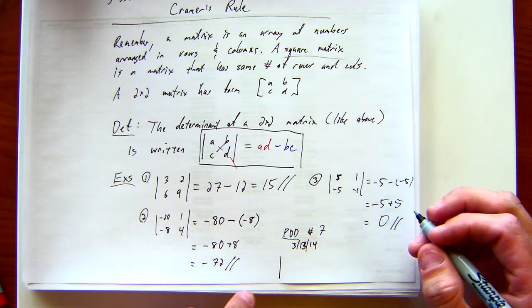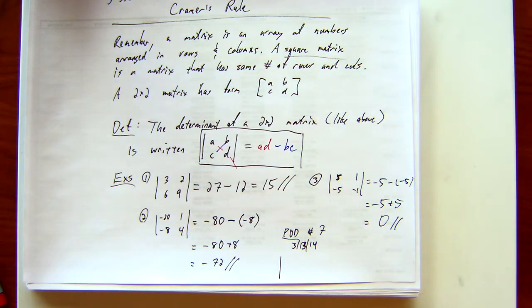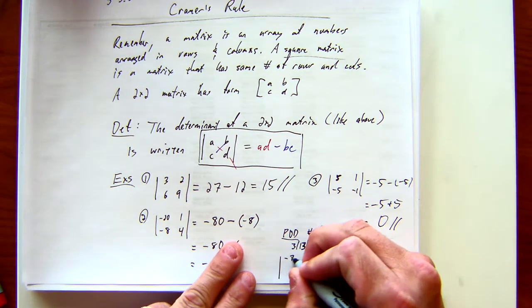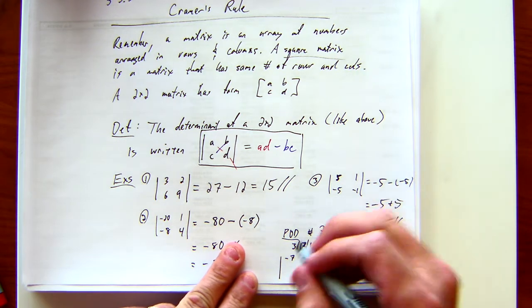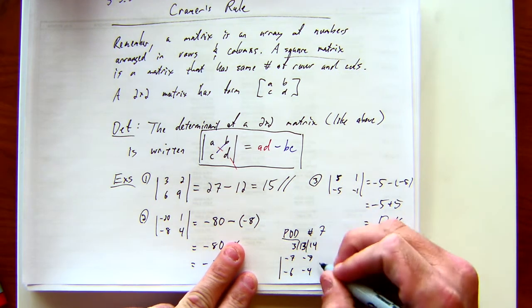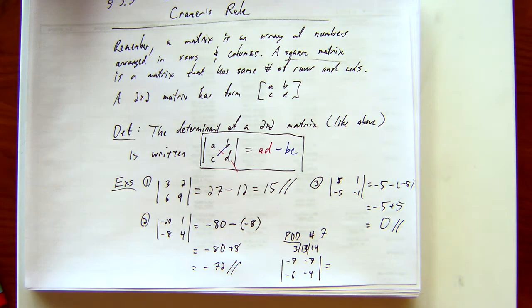So do the determinant of, I'll just pick one out of your homework, I guess. Negative 7, negative 7, negative 6, negative 4. Take your time with your arithmetic and the negatives.